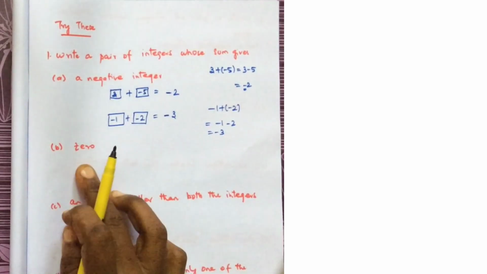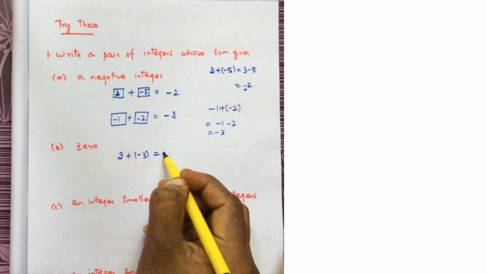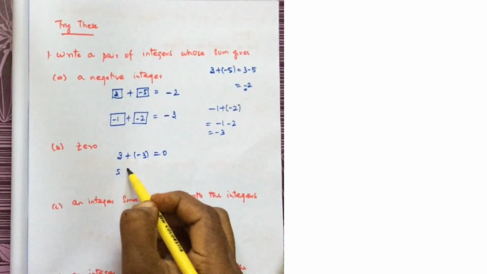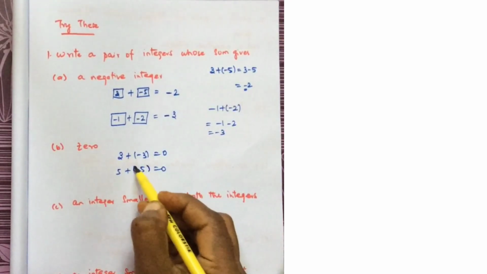Okay, the next is 0. The only way is 3 plus of minus 3 is 0. 5 plus of minus 5 is 0. This is the only possibility of having 0.